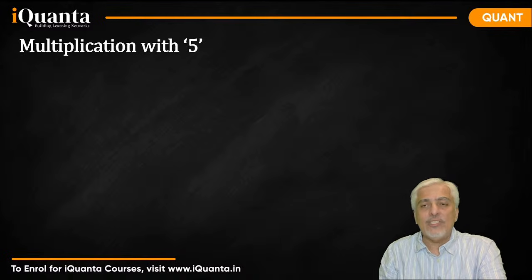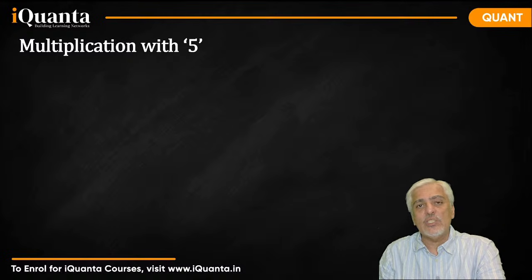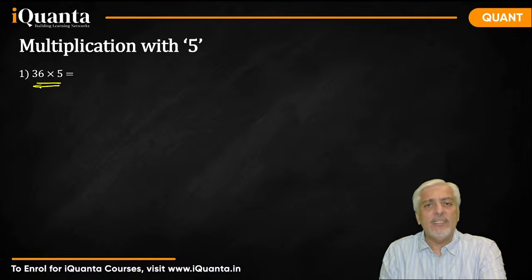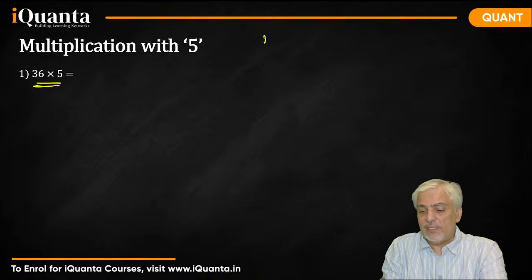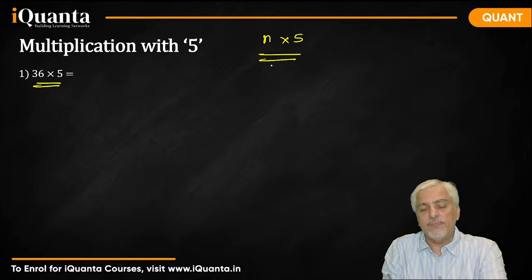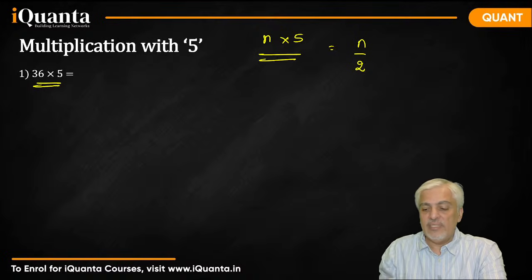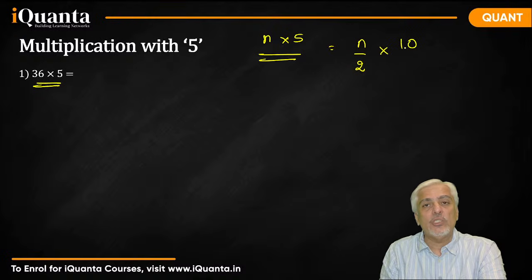Let's start learning to multiply a number with 5. Obviously, initially very simple examples. Don't give me answers in the chat. I just want people to pay attention and think. 36 fives. Most of you might know it orally, but that's okay. Whenever you want to multiply a number n with 5, don't multiply. First divide n by 2, that will make it half, and then just multiply by 10. That means put a 0.